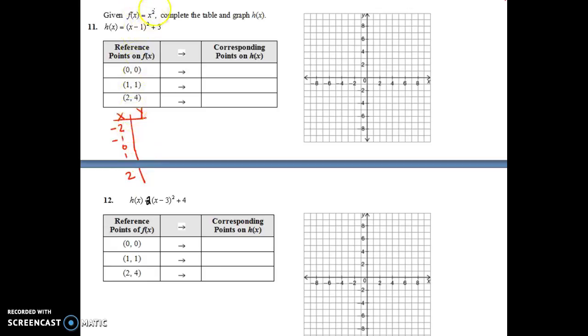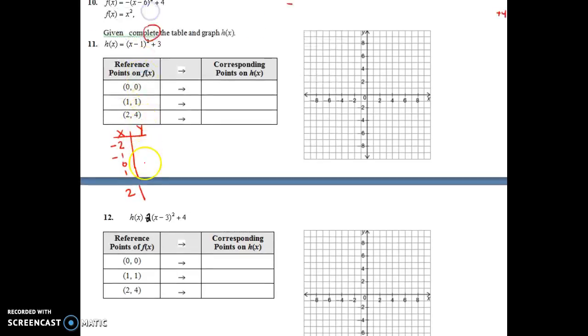Again, all you're doing is, because this is an x squared, you're just squaring these numbers. So negative 2 squared is 4, negative 1 squared is 1, 0 squared, 1 squared, 2 squared. So that's how they came up with those. To find your corresponding points, you have to remember that this is going to shift you to the right 1, and this is going to shift up 3.